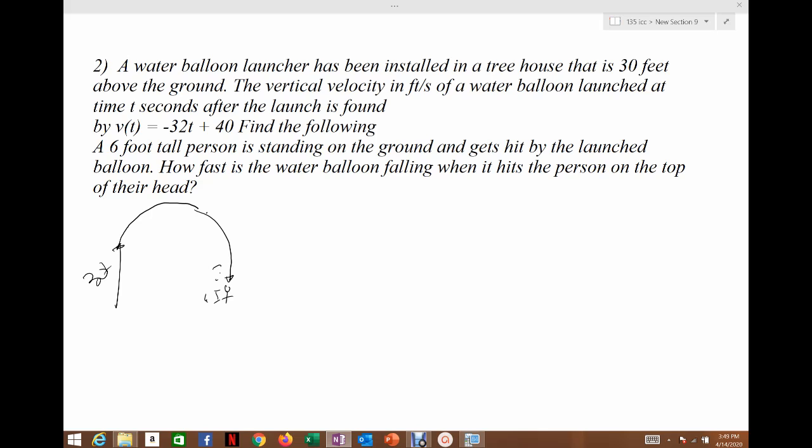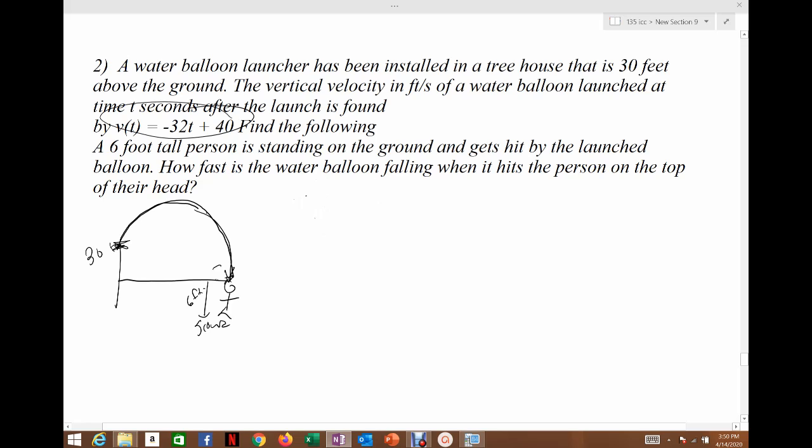Well, we need to know how long it takes to get to that distance. How long does it take to get from being in the tree house, which is 30 feet above the ground, to hitting the person on the top of their head, which is 6 feet above the ground? So we need to know how long it travels to get to that 6 feet above the ground. And then we'll plug it into the velocity equation once we figure that out.